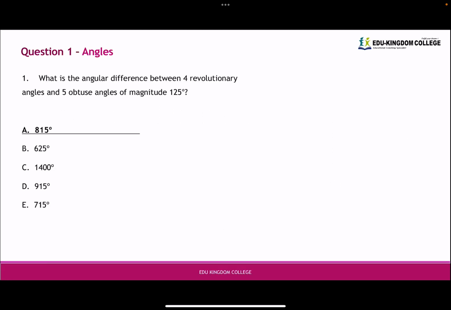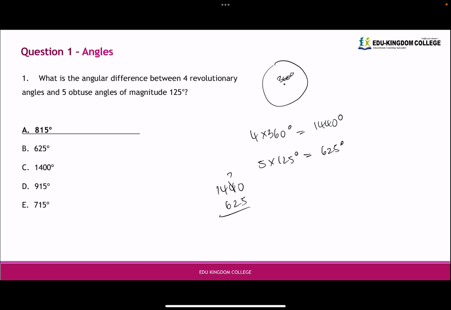So what is the angular difference between 4 revolutionary angles and 5 obtuse angles of magnitude 125? A revolution just means 1 full circle, which is 360 degrees. So 4 times 360 equals, 4 times 300 is 1,200, and then 4 times 60 is 240. So 1,440 degrees is 4 revolutionary angles. And then 5 obtuse angles of magnitude 125, so 5 times 125 equals 625 degrees. When we do 1440 minus 625, we get 815 degrees.